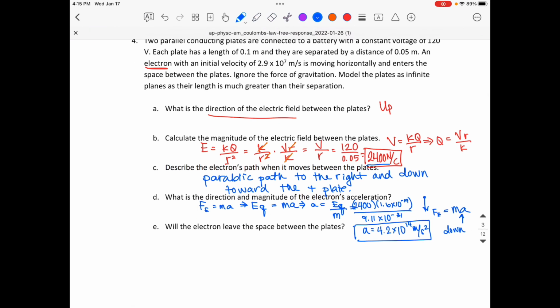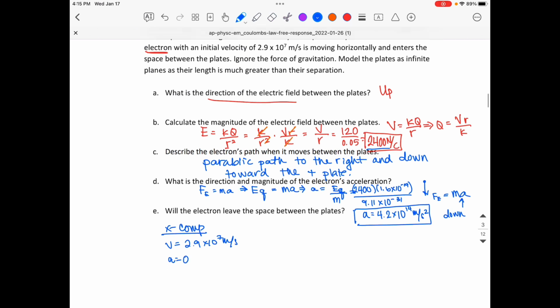Now it's asking, will the electron leave the space between the plates? In this scenario, it's basically a projectile motion problem. So we have an x component where velocity is constant and it's moving at 2.9 times 10 to the 7 meters per second. We've got an acceleration of 0 in the x direction. We've got an initial position of 0. And I think that's it.